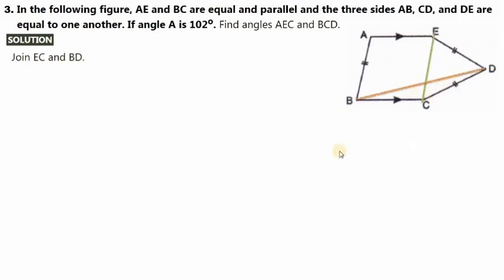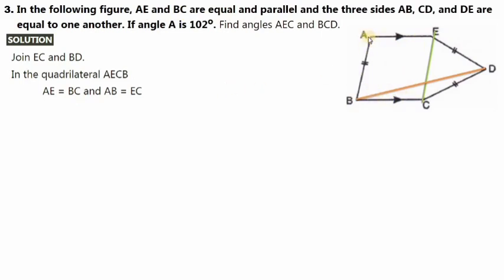Now kindly observe the diagram carefully. Let's observe quadrilateral AECB. I am talking about this quadrilateral. It is given that these two are parallel and they are equal. So obviously this quadrilateral becomes a parallelogram. AE is equal to BC, that is given. AE and BC, they are parallel and they are equal.